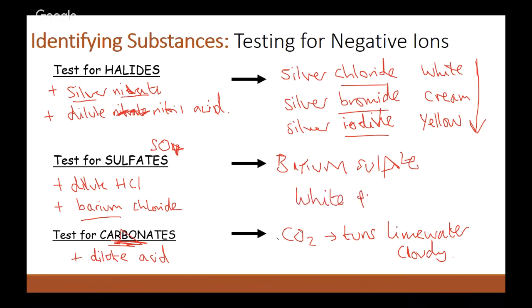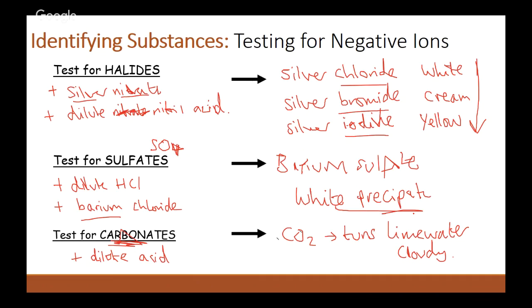So if you add dilute hydrochloric acid and barium chloride to your compound, then if a white precipitate forms, you know you've got yourselves a sulfate. So these ones are really difficult to remember. It might just be a case of writing them down 2 or 3 times and then brain dumping them when it comes to the exam.